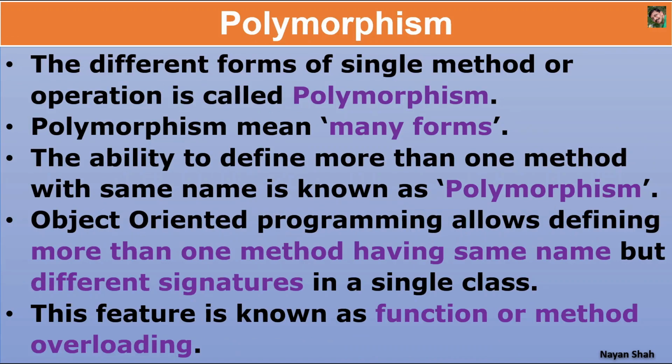Next is polymorphism. Very interesting topic, polymorphism. What is polymorphism? The word polymorphism means different forms. So the different forms of a single method or operation is called polymorphism. When you define more than one method with the same name, that is called polymorphism. Polymorphism means many forms. The ability to define more than one method with the same name is known as polymorphism.